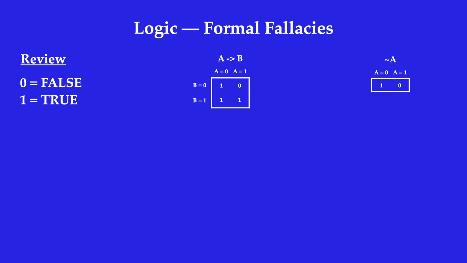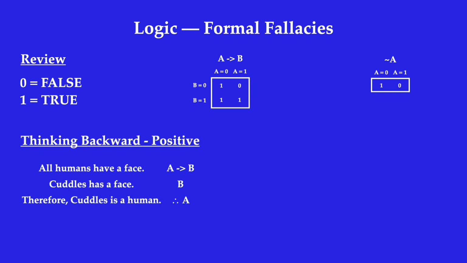Okay, let's get down to business. We'll start with 2 ways of thinking backwards. First is the positive variety. All humans have a face. Cuddles has a face. Therefore, Cuddles is a human. Do you see something wrong with this? I'll tell you what's wrong. Cuddles is a cat, not a human.